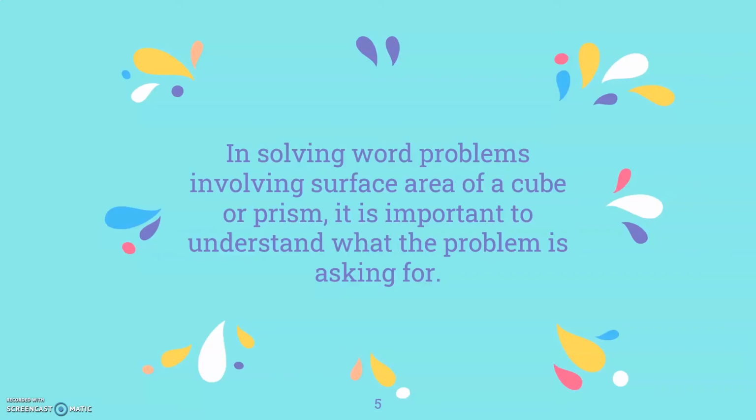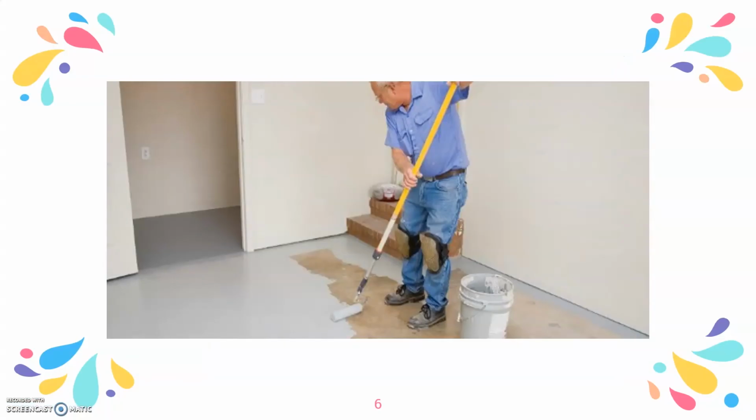Now take note that this trick may not work in solving word problems. In solving word problems involving surface area of a cube or prism, it is important to understand what the problem is asking for. You may encounter a word problem like this one, wherein you are asked to look for the surface area that needs to be painted in a square prism-shaped room or rectangular prism-shaped room, wherein only the walls will be painted. So that means the ceiling and the floor will not be included. Therefore, not all the faces of this kind of prism will be included in our solution.